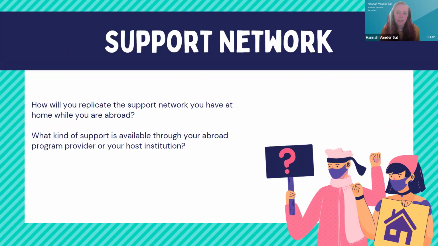While you consider identifying yourself or re-identifying yourself while abroad, it's also helpful to think about having a support network. Do you have a support network at home, which might include friends, family, resources at your UC campus, or a counselor or therapist? If so, how will you replicate your support network while you're abroad? Ask your study abroad program provider what support options will be available to you while abroad.